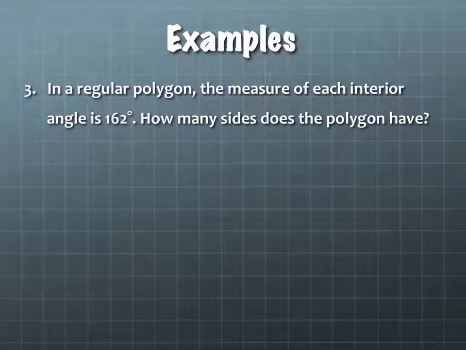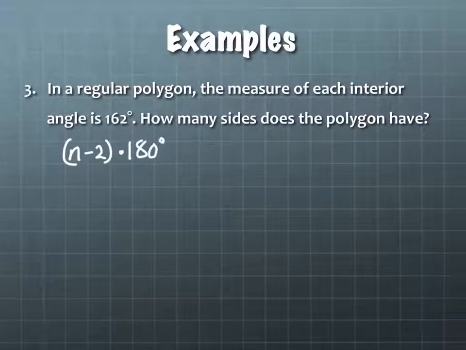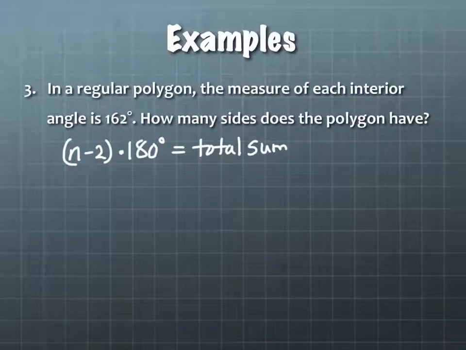All right, we're going to go backwards on this question. This question says, in a regular polygon, the measure of each interior angle is 162 degrees. How many sides does the polygon have? Now, we talked a little bit ago that if we take n minus 2 times 180, this is the total sum, right? That's what it is.